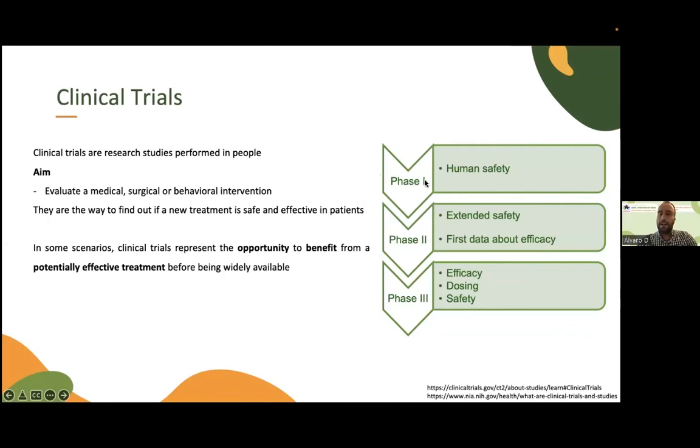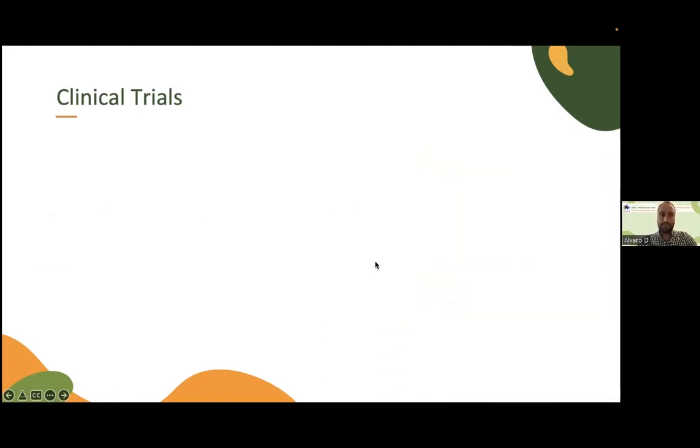There are several phases of clinical trials, but in the slide I focus on phase 1, phase 2, and phase 3. Phase 1 clinical trials evaluate human safety. Phase 2 trials evaluate extended safety, and also obtain the first data about efficacy. And phase 3 clinical trials evaluate efficacy, dosing, and safety.